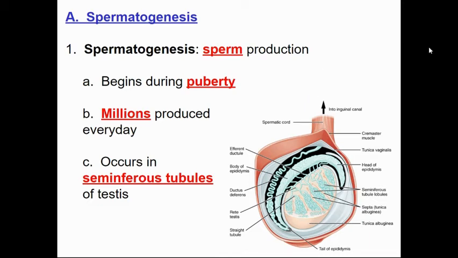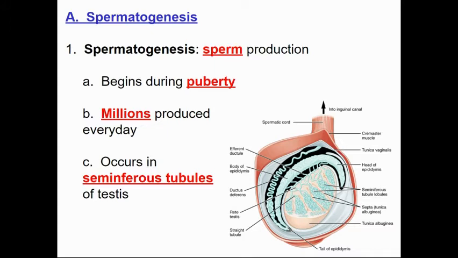So the process of making sperm is called spermatogenesis. So literally sperm creation. This begins at puberty, and millions are produced every day within the seminiferous tubules. This is a difference from female reproduction, where a woman, when she's born, her ovaries already contain the follicles with the immature eggs. Now those eggs don't begin to mature until puberty, but the eggs are already present.